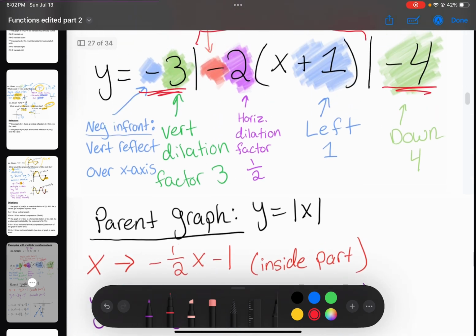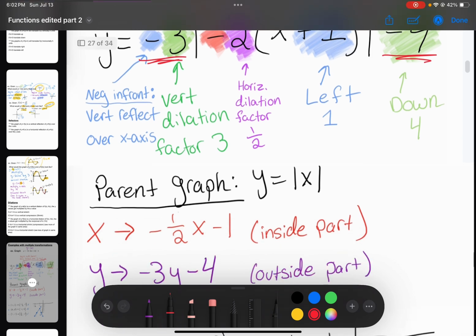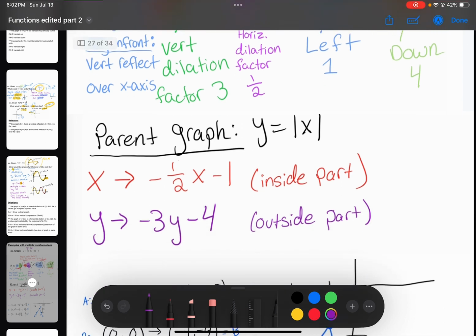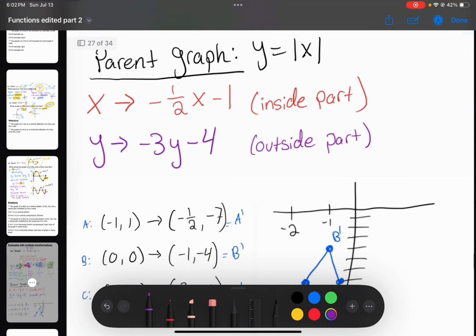So the inside part is the shift of the x. So remember our factor was actually 1/2. So the x is going from x, whatever it is. So let's say we start off at 0. If you wanted to find where the point 0, 0 shifted, you would plug in 0 for x, which would just give us -1. So 0 goes to -1 here.